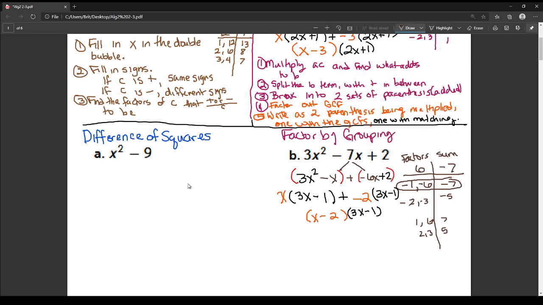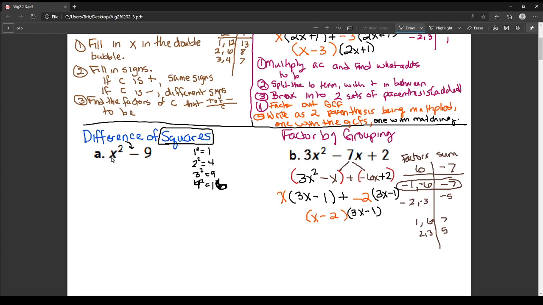Now the difference of squares that we have for a here. Understand, when I'm talking about a difference of squares, okay, difference means subtraction. And squares is talking about when you square a number. So like 1 squared is 1, 2 squared is 4, 3 squared is 9, 4 squared is 16. Okay, that's the list of squares that we're talking about.